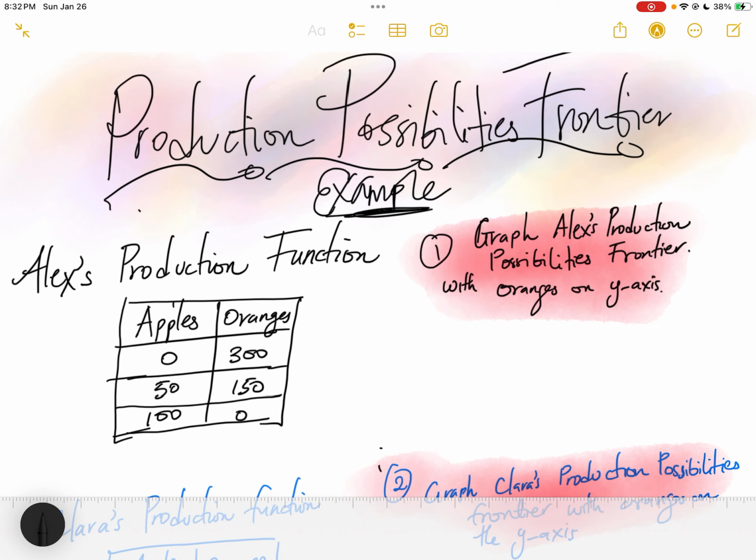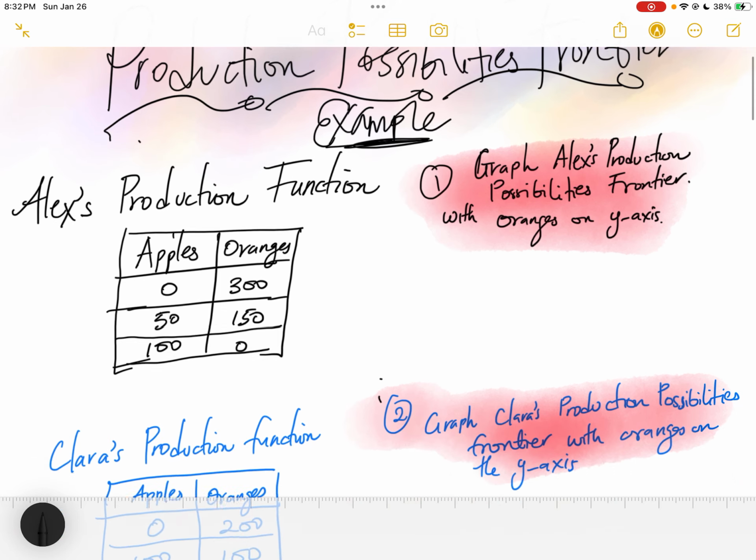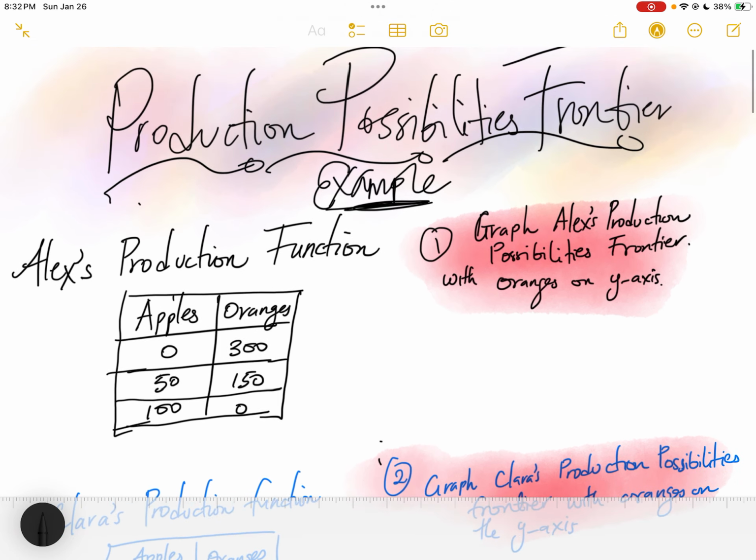Hello again. Let's do an example where we have two individuals, Alex and Clara. We have production functions for them, and so we can draw the PPF for these two individuals. All right.